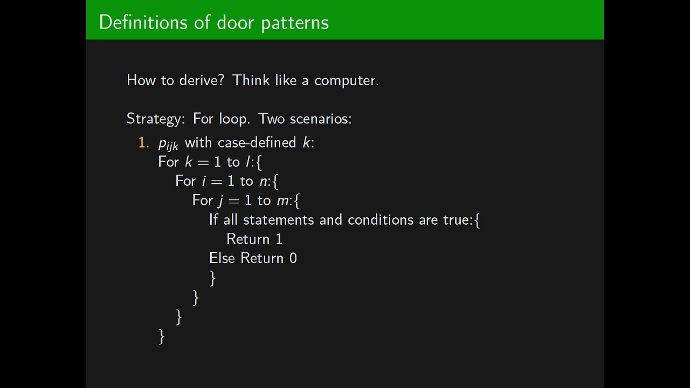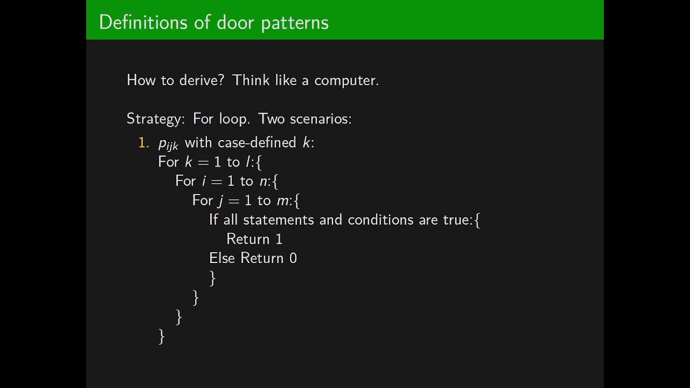For i equals 1 to n, again we fix i equals 1 first. And then we move on to the next line. For j equals 1 to m, we fix j equals 1 first. And if all the statements and conditions are true, then we return 1, else we return 0. So that's basically applying the indicator function. And then we did it for k equals 1, i equals 1, j equals 1.